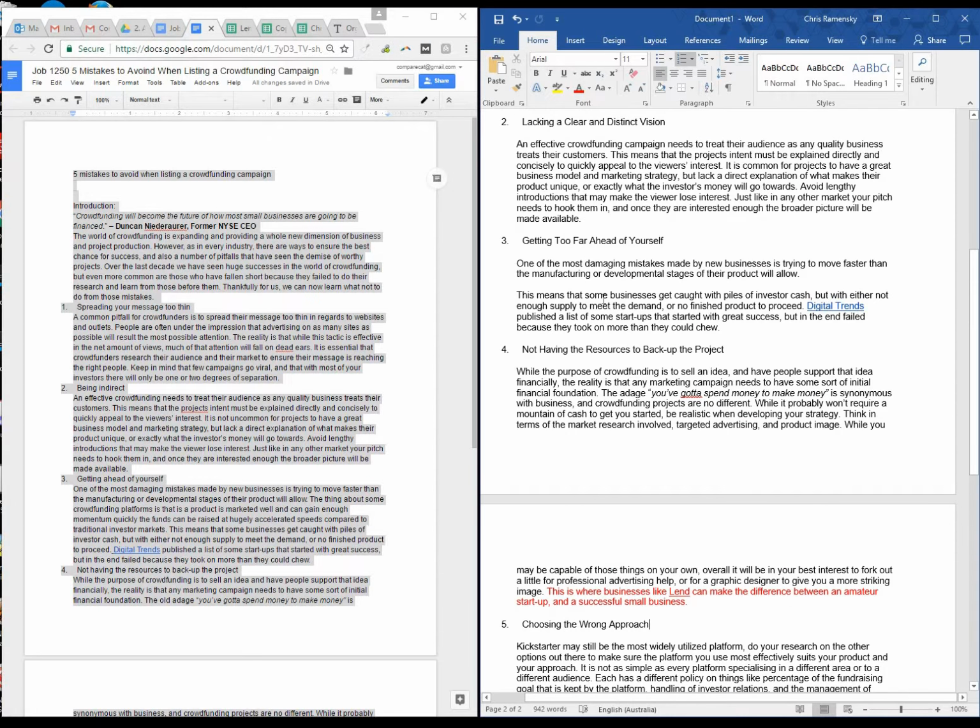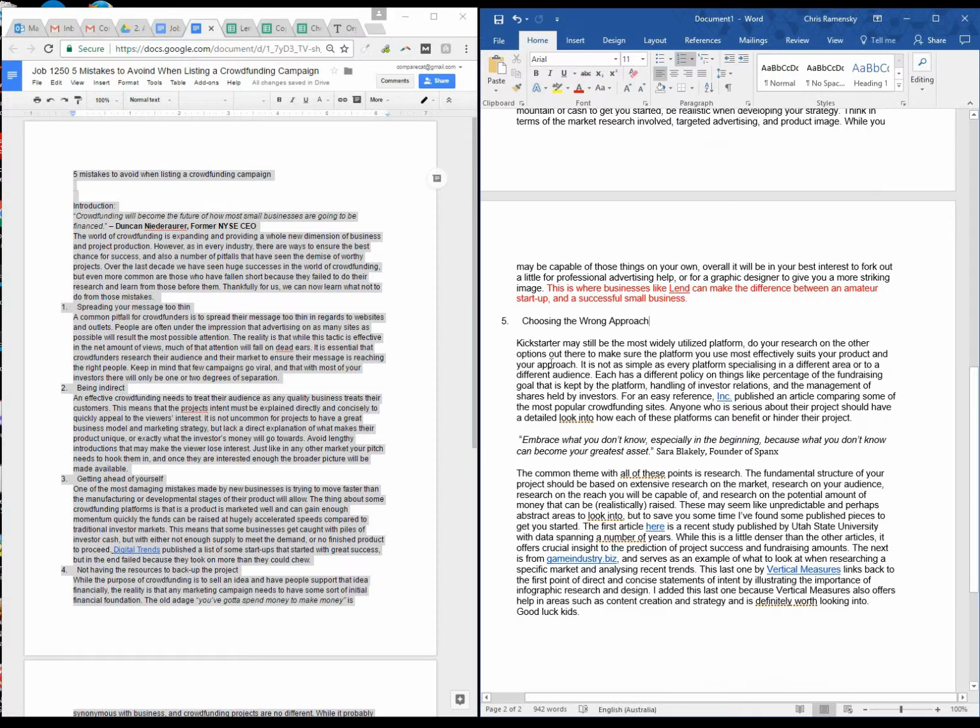Choosing the wrong approach. Kickstarter may still be the most widely utilized platform. Remember, we're in Australia here. Kickstarter may still be the most widely utilized platform. Do your research on the other options out there to make sure the platform you use most effectively suits your product and your approach. It is not as simple as every platform specializing in a different area or to a different audience.